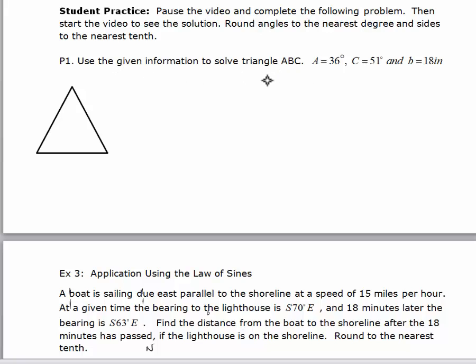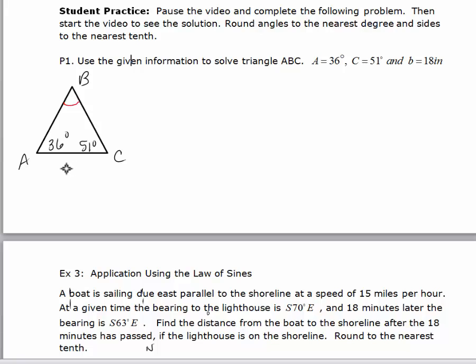Alright, so we want to solve triangle ABC given the information here. First thing I did was I drew a triangle, and we're going to fill in the given information. We'll call this A, B, and C. I know that angle A is 36 degrees, C is 51 degrees. I don't know B.